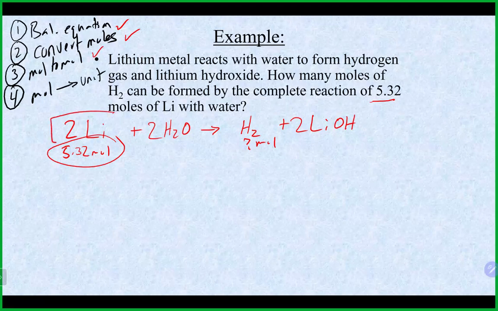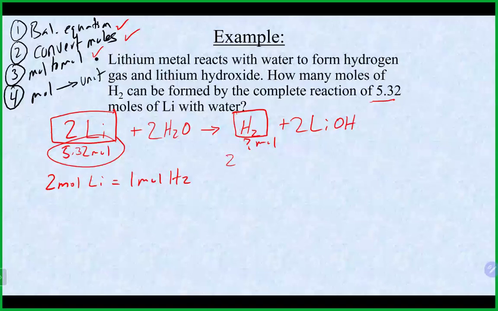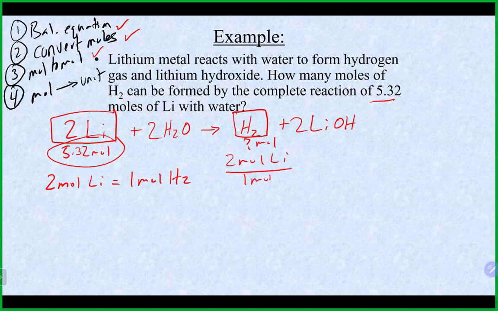So clearly I'm interested in lithium because that's what's given to me. And I am interested in hydrogen because that is what I'm looking for. Once again, we're going to find the mole to mole relationship. That is 2 moles of lithium gives me 1 mole of H2. And again, that just comes from the coefficients. That again does give me an option of 2 conversion factors, 2 moles of lithium over 1 mole of H2, or 1 mole of H2 over 2 moles of lithium.